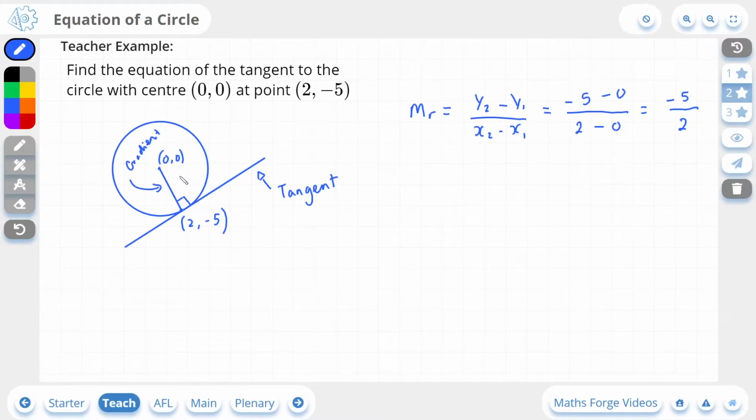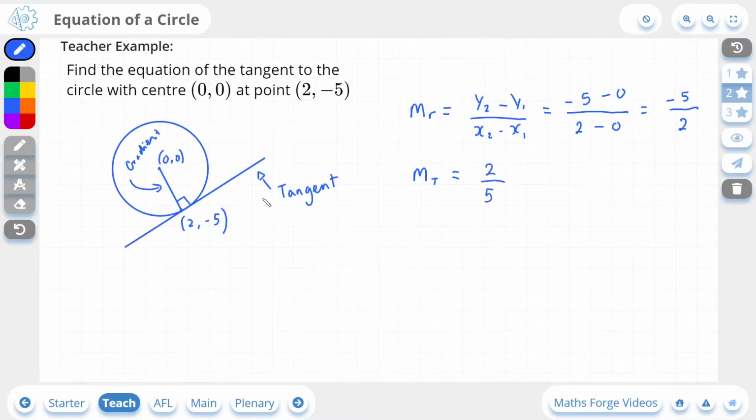Now that we found the gradient of the radius, we can actually go ahead and find the gradient of this tangent. The gradient of the tangent, which we're going to call mt, is going to be the negative reciprocal of the gradient of the radius. Because, of course, lines that are perpendicular to each other have a negative reciprocal gradient to each other. And what that means is, since the gradient of the radius is minus 5 over 2, the negative version of that, so a negative of a negative is a positive, and the reciprocal is going to be the fraction flipped upside down, so it's going to be 2 over 5.